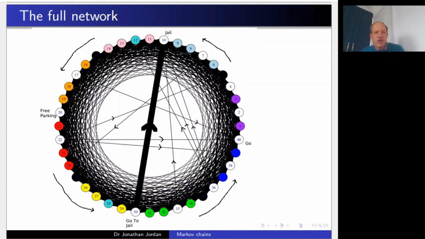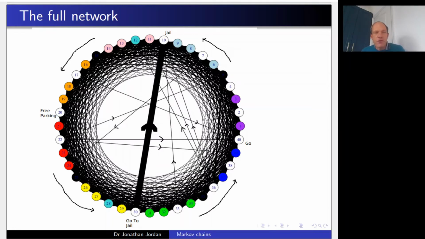So the thickness of the lines indicates the probability that you make that move if you're in the square where the arrow starts. So obviously the one which has the highest probability, probability 1, is the one where we go from Go to jail, square 30, near the bottom of the picture, to jail, square 10, near the top of the picture. So that's the thickest line because the probability is 1.